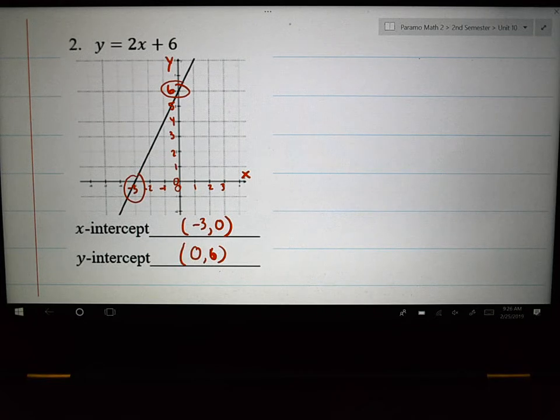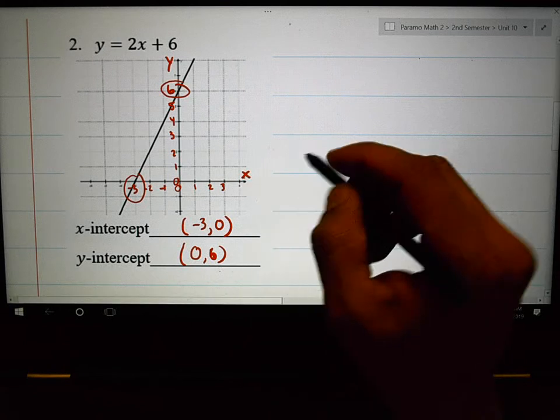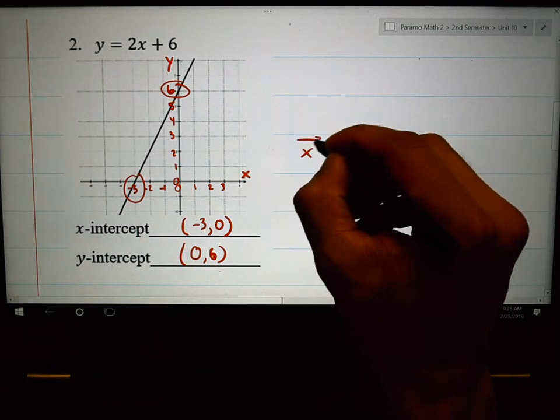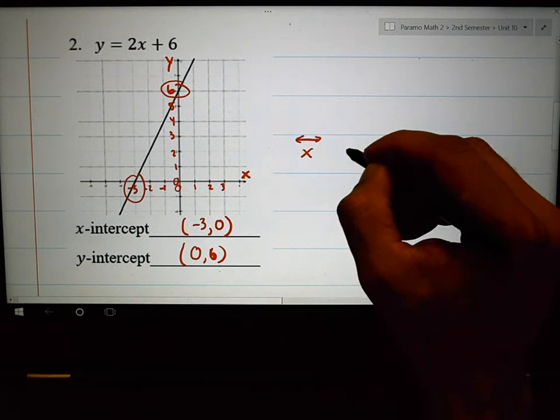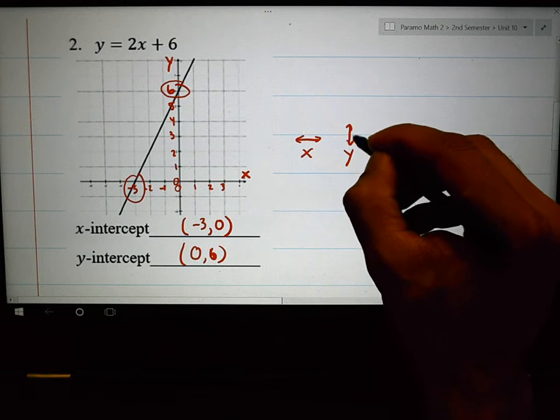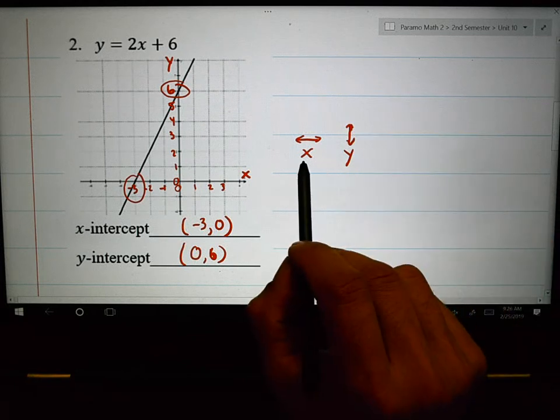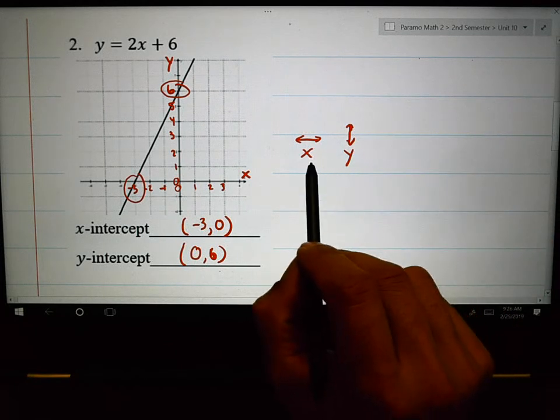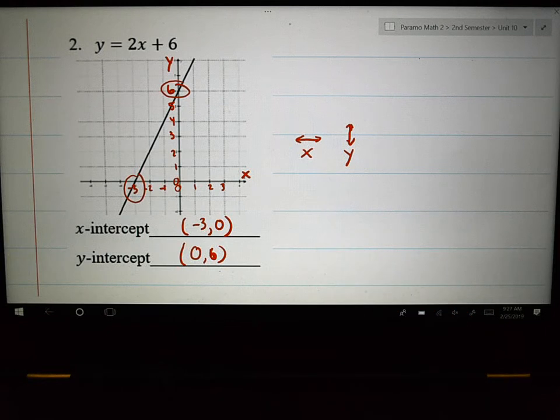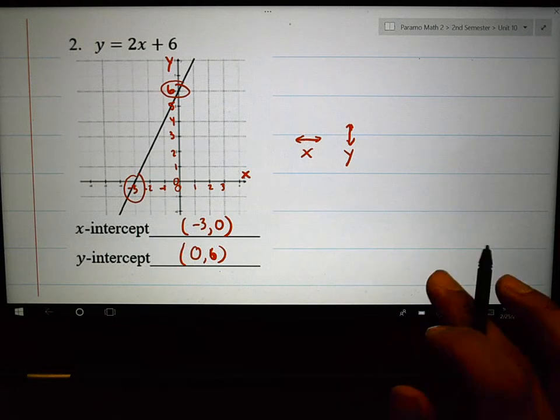If you get stuck, think about how we graph. We graph left and right for our x. We graph up and down for our y. We always do this in alphabetical order, x first, then y. I'm hoping that helps.